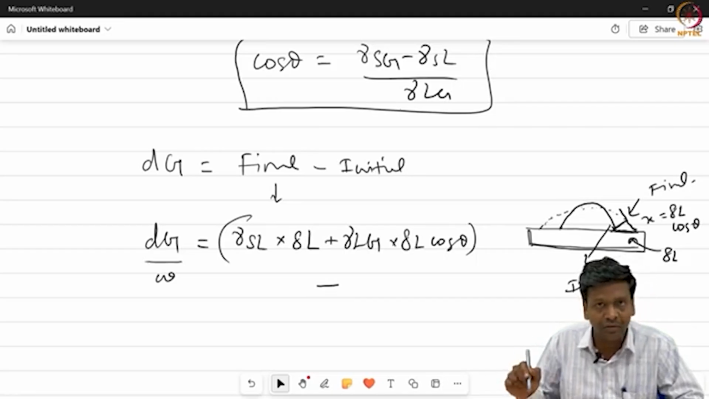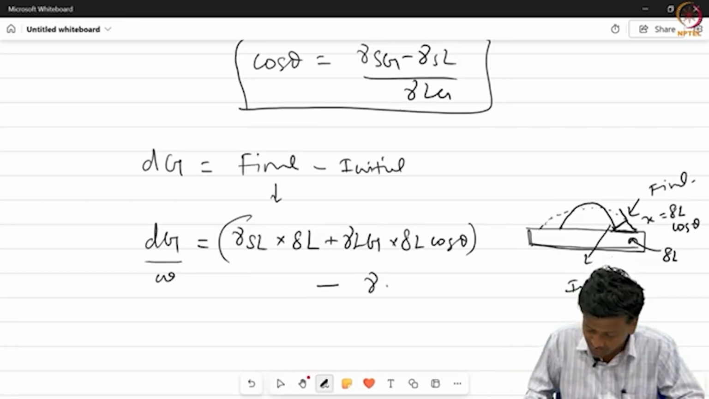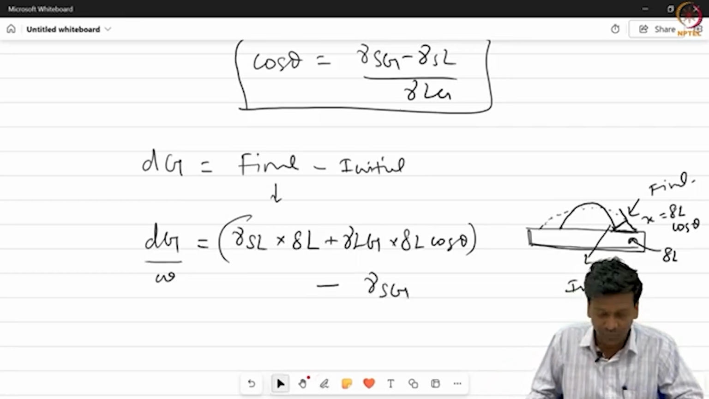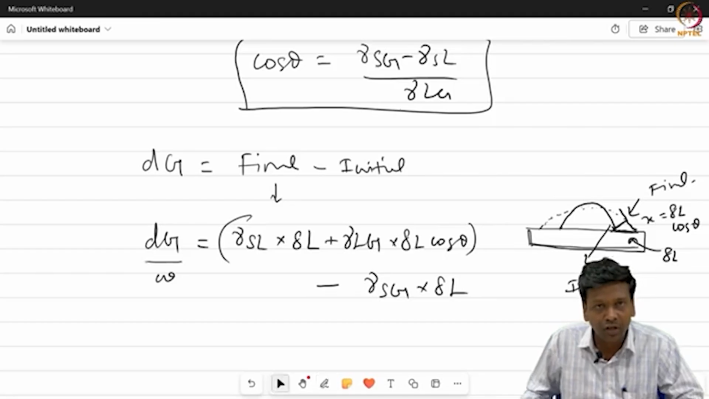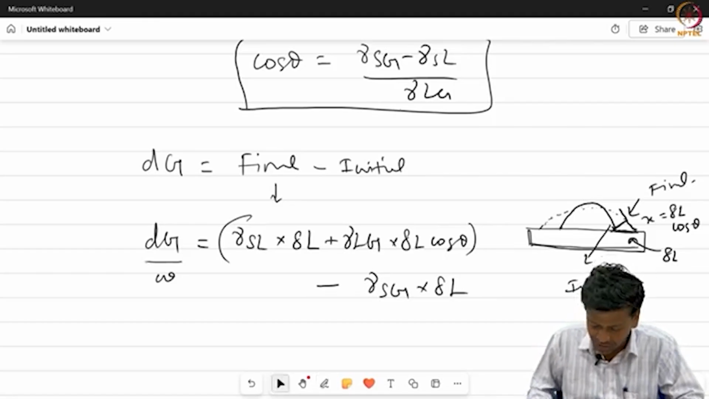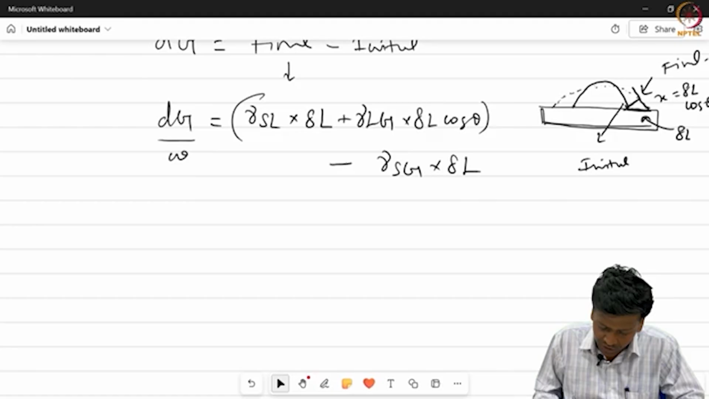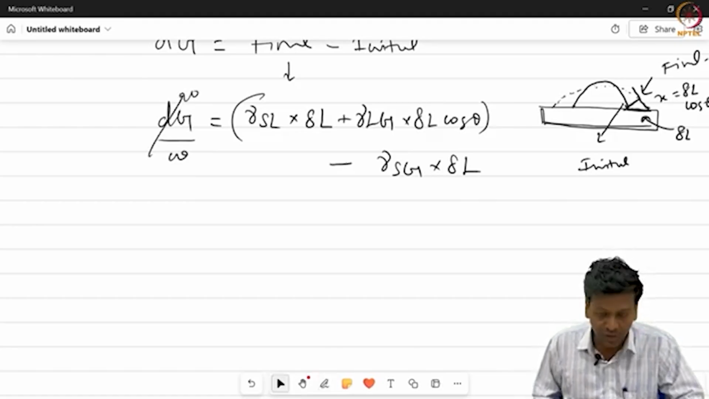what was existing before spreading was gamma Sg itself. That is what I am going to write in this case, which is again multiplied by delta L. Because that portion, gamma Sg into delta L, is what is going to be replaced by gamma SL delta L after spreading. Now we know at equilibrium delta G is nothing but 0.